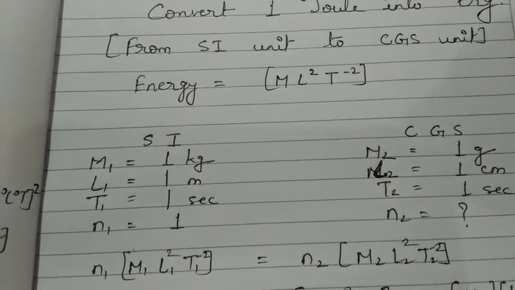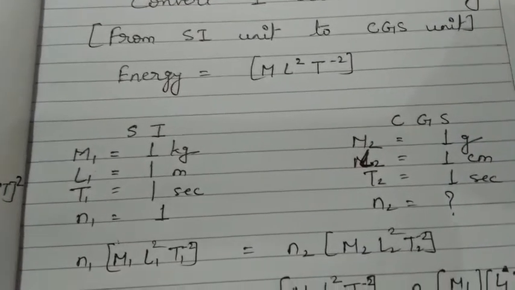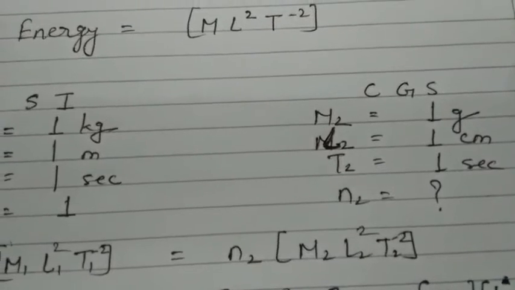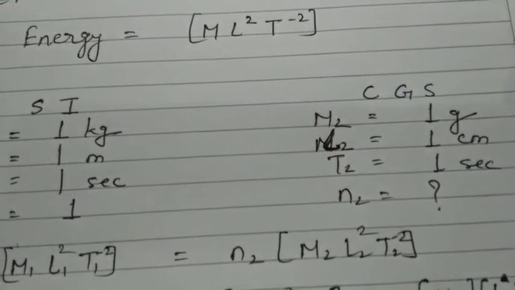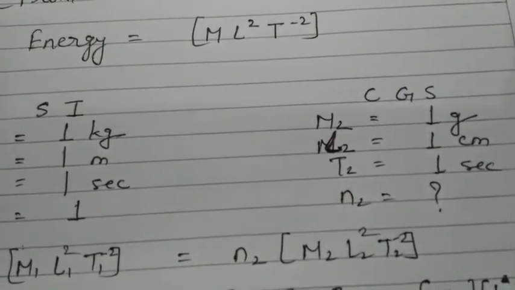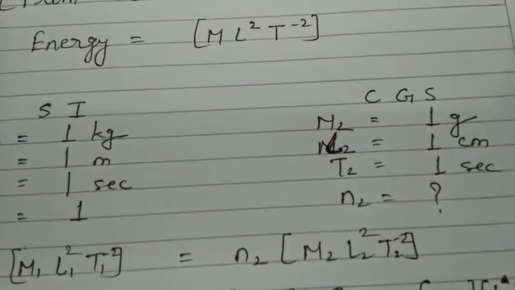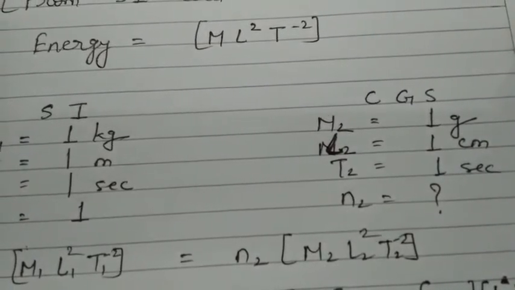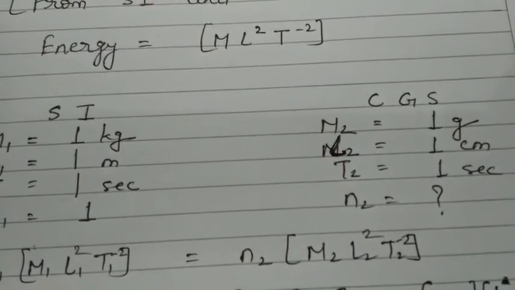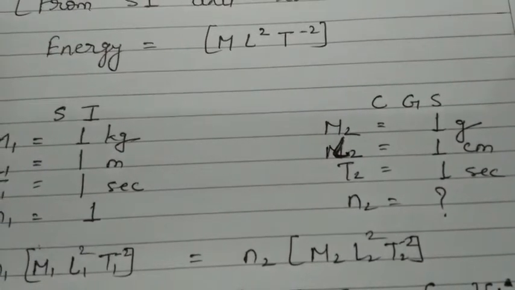So in place of N1 we put 1. Then in the CGS system we take everything in terms of 2. Here in CGS, mass is denoted by gram. So M2 equals 1 gram. L2, that is length, equals 1 centimeter. And T2, that is time, equals 1 second. And N2, that is the value of energy in the CGS system, is what we have to find out.